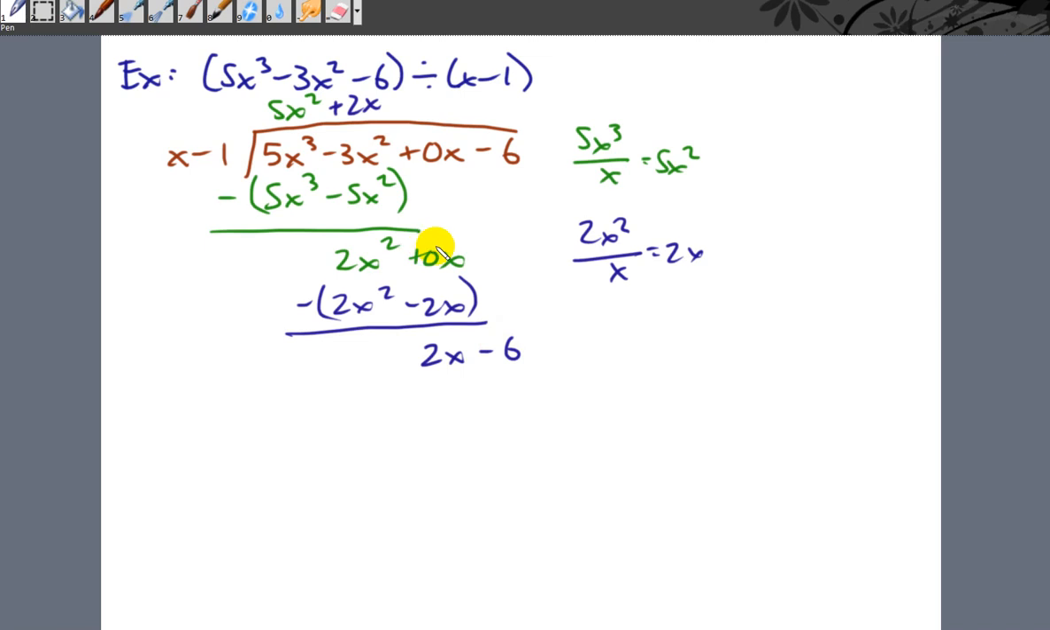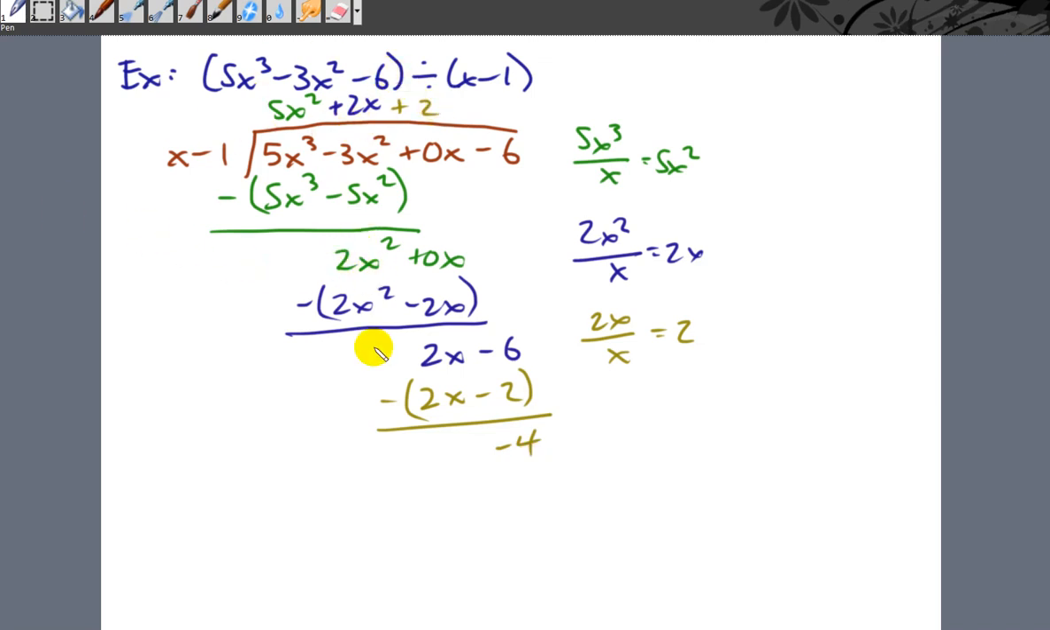Okay, so next what I see here is, again, now we need to look at this term and this term. So we get 2x divided by x, and that's 2. So this means 2 comes up here, and we need to multiply this through. So this is 2x minus 2. Okay, put parentheses, and we need to subtract. If we distribute, this cancels with negative 6 plus 2, and that's going to be negative 4. So that's what we're left with.